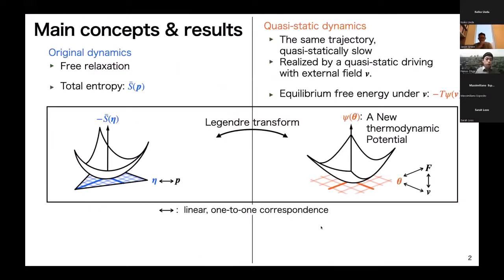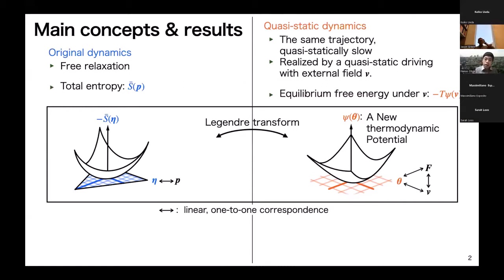Okay, so let me explain the main lines of the construction and the result. The 2 descriptions just introduced are rooted on different views of relaxation trajectories. The left-hand side is rooted on the original dynamics, which is the free relaxation with no driving. Its thermodynamic property is given by the total entropy of the system plus bath.